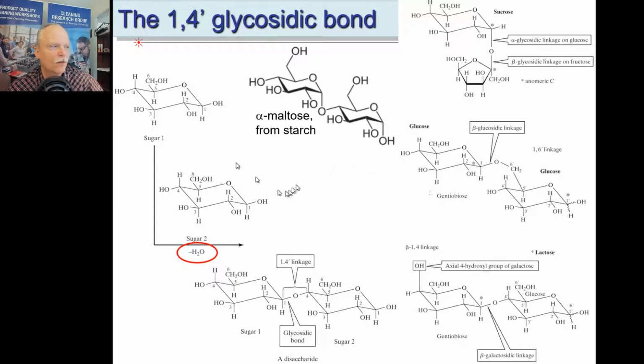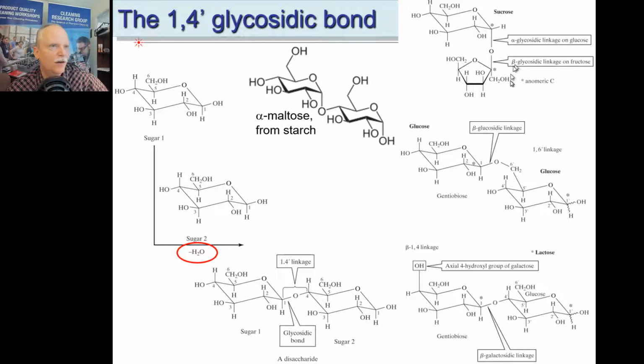And most of these will join together with the loss of water. So it's condensation polymerization. You have this OH group on the 1 carbon interacting with the OH on the 4 carbon, and this water goes away, leaving behind the oxygen linkage. And so that's the 1,4' glycosidic bond. And if they're both in the equatorial position, you have a disaccharide.